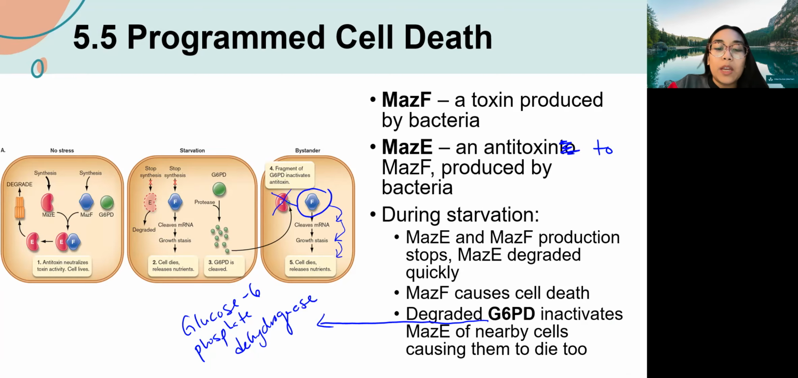So this whole beginning, up until here, all we were talking about was how the cell kills itself to sacrifice itself for its neighbors. But then it also kills its neighbors. It degrades G6PD, which inactivates MAS-E nearby, and it causes the nearby cells to also die. So it's like, wow. It's a 2-for-1. One of the bacteria dies, and it takes its friend with it, basically, which is quite interesting. But this is all, again, for sacrificing themselves for, I guess, the younger cells or whatever.